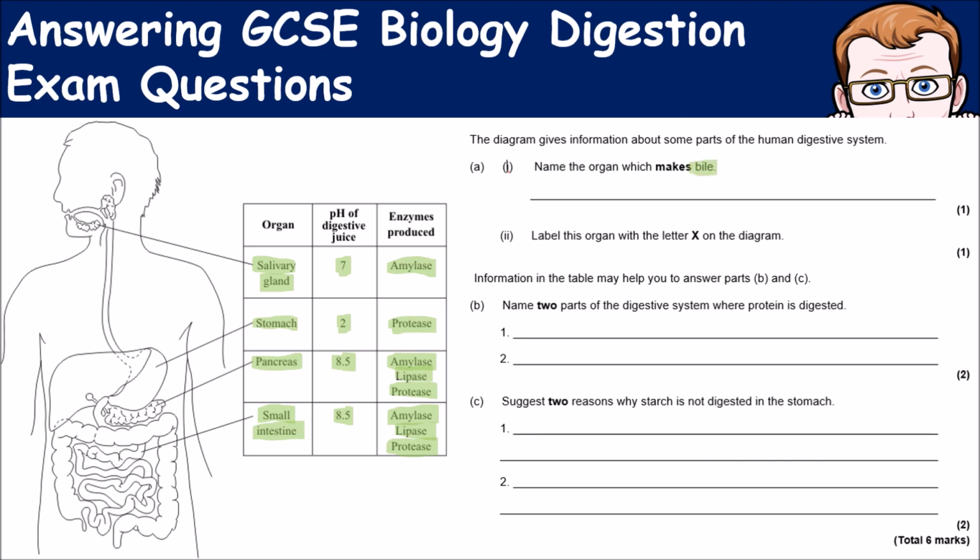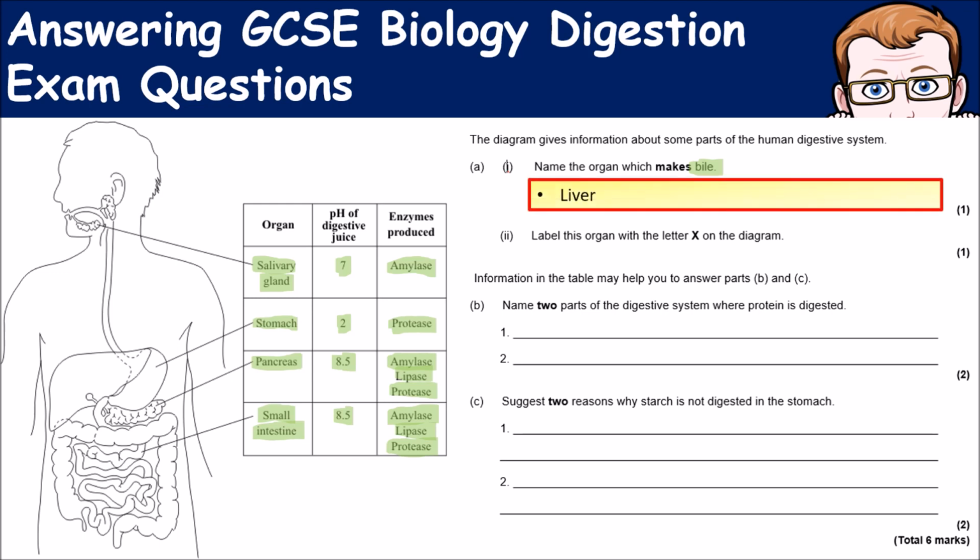Which part makes the bile? Remember, bile is made in the liver, then stored in the gallbladder. Don't make the mistake of saying it's made by the gallbladder, because it isn't. The second part is to label which organ letter X on the diagram is, so X is the liver. Information from the table can be used to help with parts B and C, so keep referring back to it.